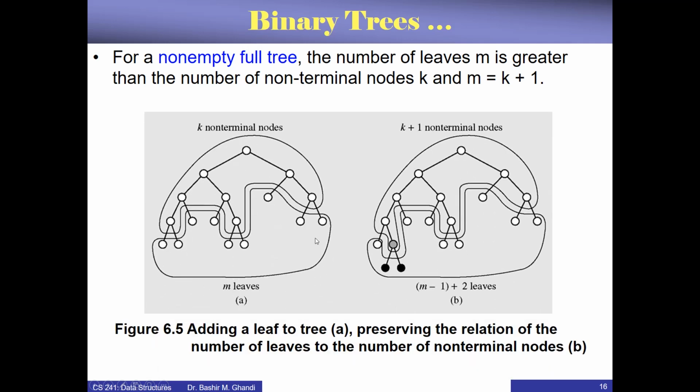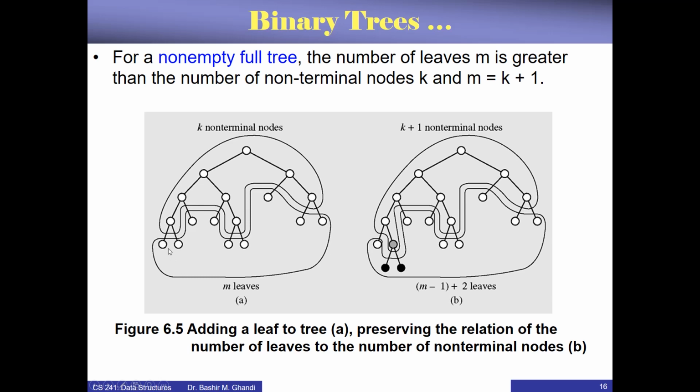If you look at this tree, clearly it is a full tree. There is no node that has one child. All nodes have either 2 children or no children at all. So this relationship is telling us if we count the number of leaves in this particular full tree, it's going to be 1 more than the number of non-leaves. Let's count them and see.